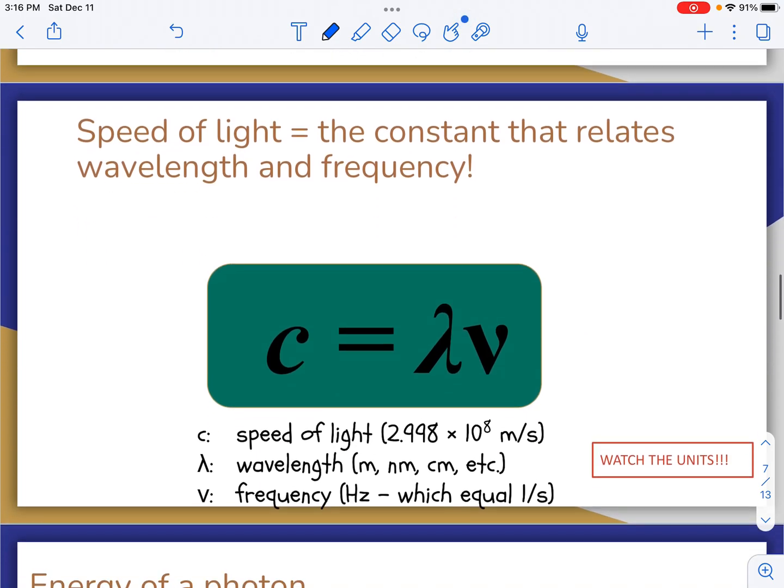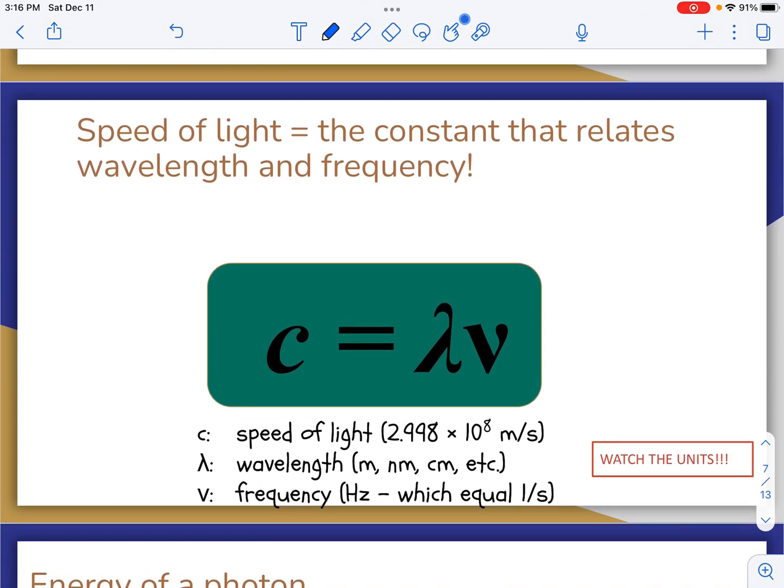So the speed of light is a constant that relates the two. Remember that they're inversely proportional, but you can't multiply them together to get one. So the constant that works for this is the speed of light, and you should memorize this constant at 2.998 times 10⁸ meters per second. You should also memorize this formula for our unit and be able to calculate with it.